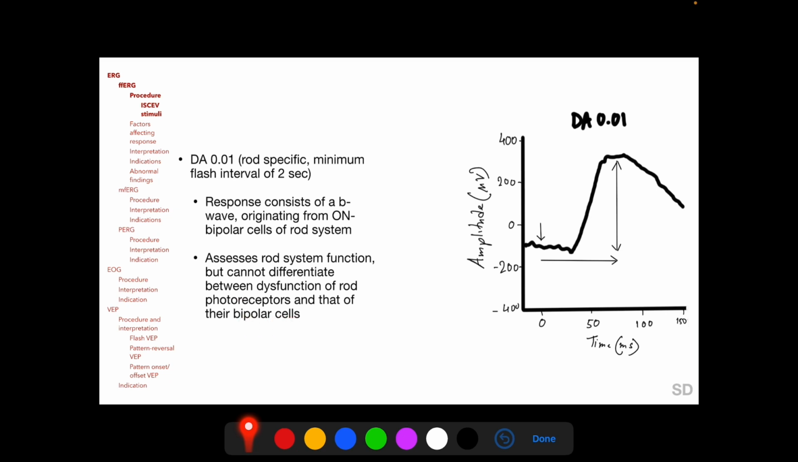So in each of these graphs we will be seeing in this session, time is recorded along the x-axis in milliseconds and amplitude of the response is recorded along the y-axis in microvolts, and the type of testing will be mentioned with respect to the adaptation state of the patient and the intensity of the stimulus, and also frequency of stimulus presentation in flicker stimulation tests.